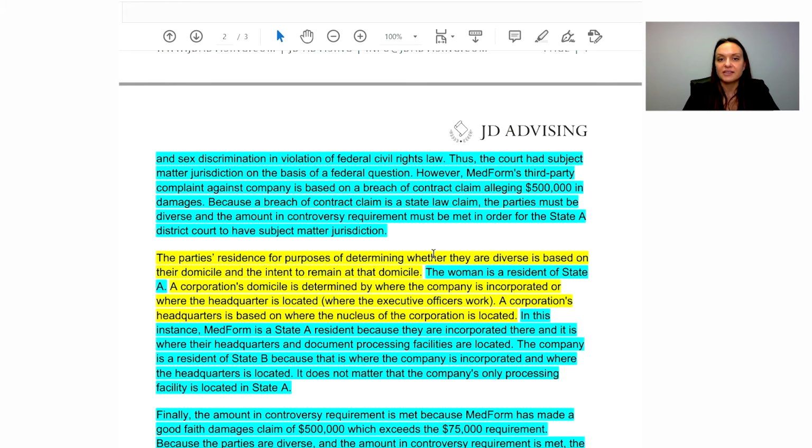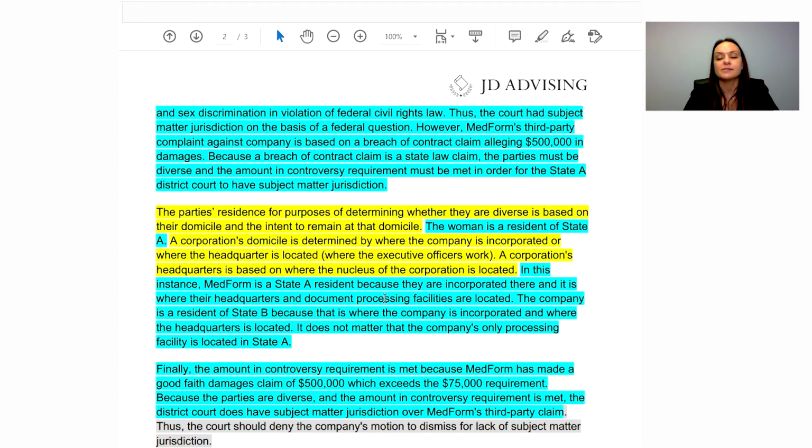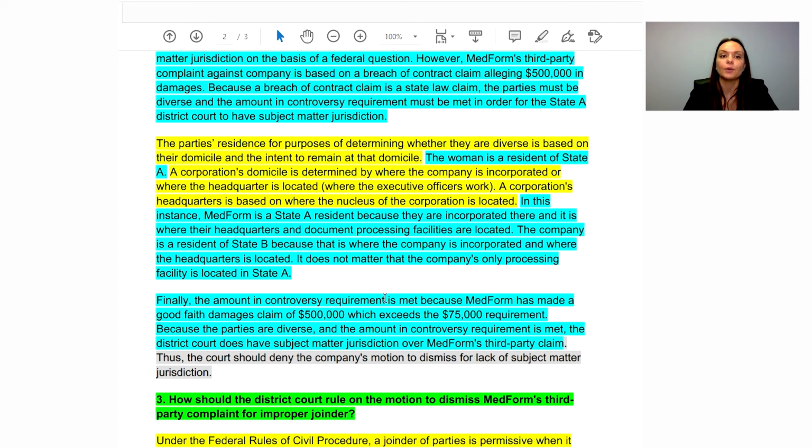Because a breach of contract claim is a state law claim, the parties must be diverse and the amount in controversy requirement must be met in order for the state aid district court to have subject matter jurisdiction. So here we can see again the student kind of pivoted to discuss what was specifically being tested, and then provides us, turning to the yellow, with some more rule.